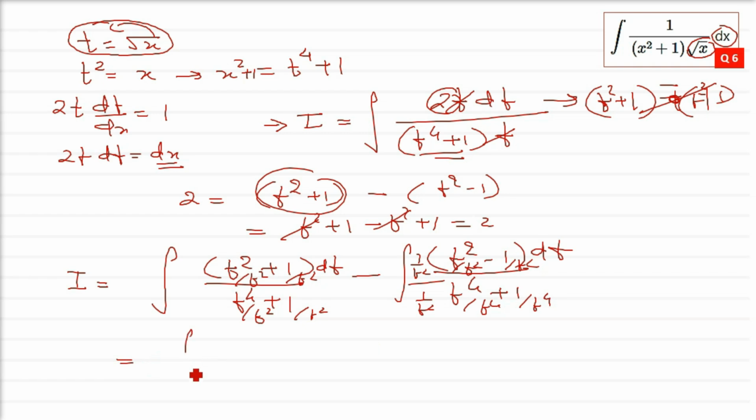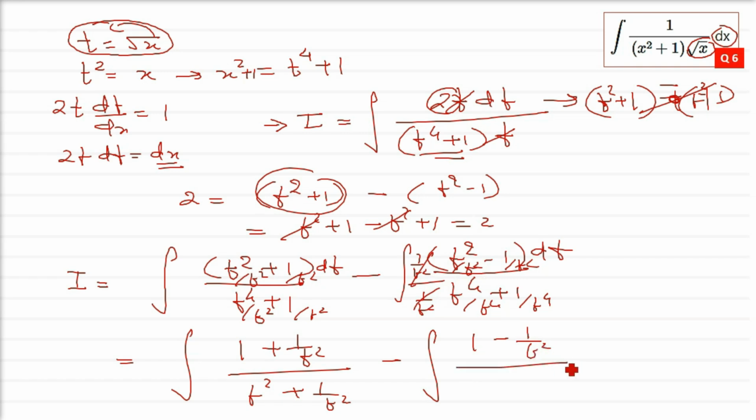So what do you get from here? Please remember and recall this, because we are going to do the same question just now. So 1 plus 1 by t square will come in the numerator, t square plus 1 by t square in the denominator. For the second term, same thing will come with a negative. That is 1 minus 1 by t square in the numerator, and denominator remains the same. It will be t square plus 1 by t square.